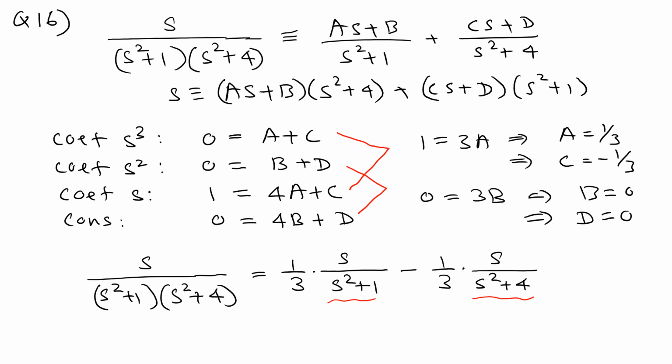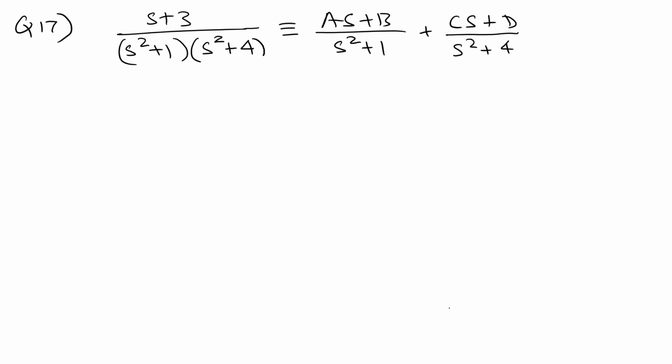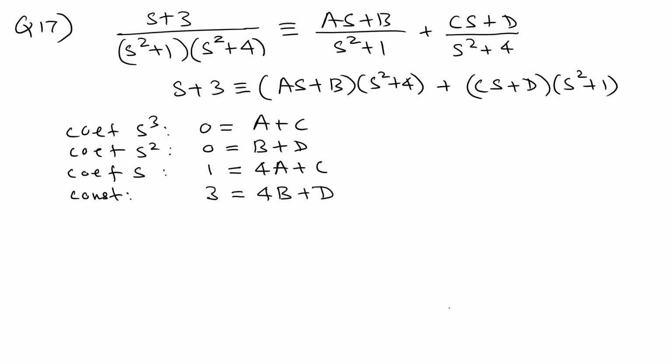So now let's see what happens if you have both of them, if you have an s term and a constant. So this is the next one, problem number 17. So we have s plus 3 over the same denominator. So as before, we have this, and then we get this. Now we can write 4 equations for the 4 unknowns. So we get these 4 equations, and we're going to solve them as before by subtracting. And the other two are also going to give you this.